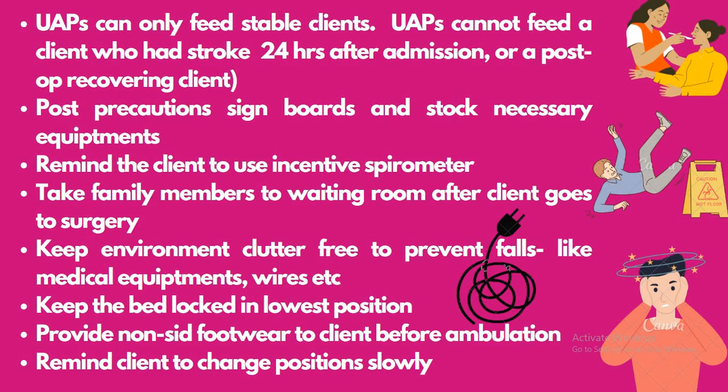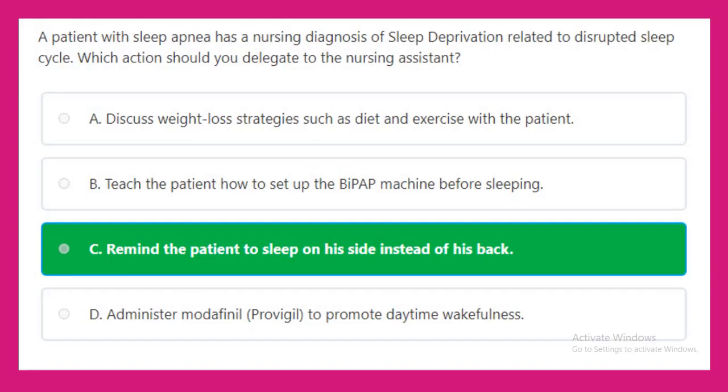Another is posting the precaution signboard and stocking the necessary equipment. This can be done by the UAP. Reminding the client to use the incentive spirometer can again be done by the UAP. Take the family members to the waiting room after the client goes to the surgery. Keep the environment clutter free to prevent falls, like the medical equipment and the wires. Keep the bed in the locked position in the lowest position. Providing non-skid footwear to the client before ambulation, reminding the client to change position slowly. So all of these tasks can be done by the UAP.